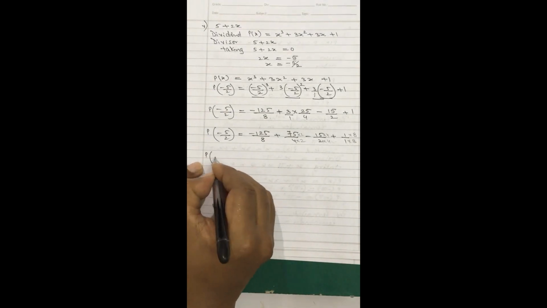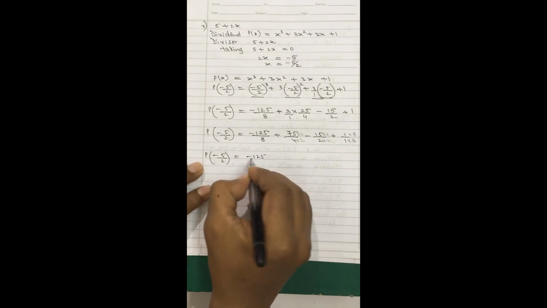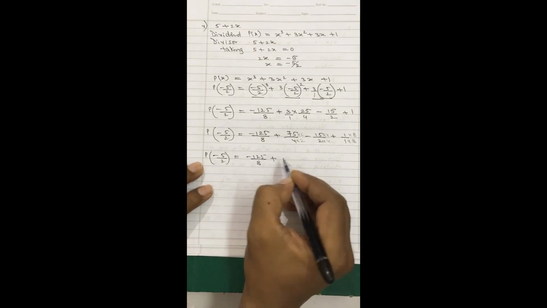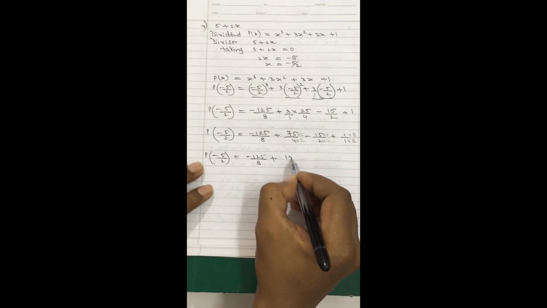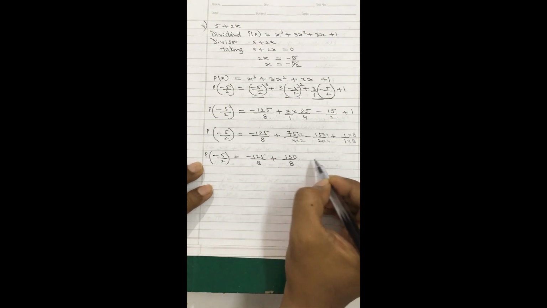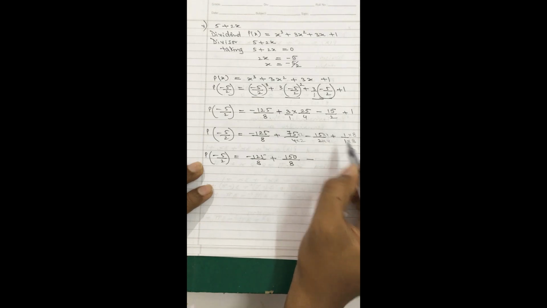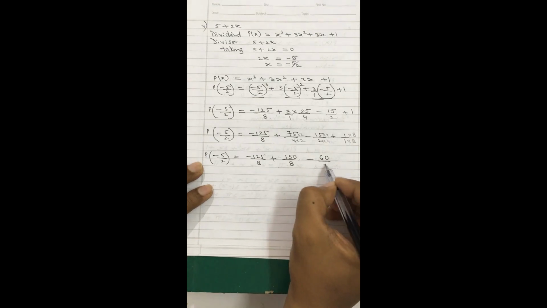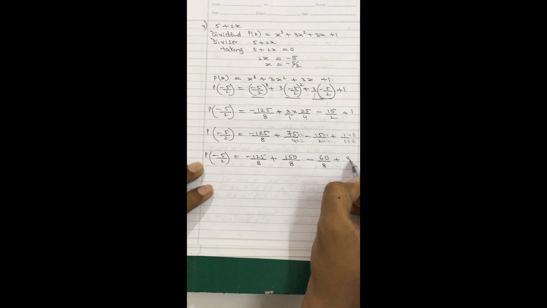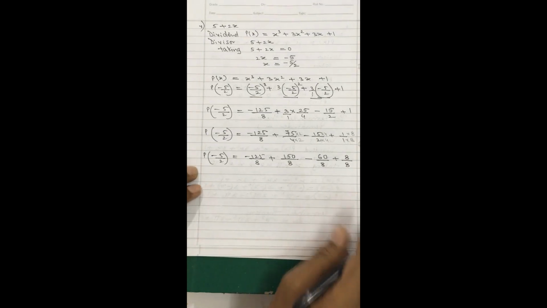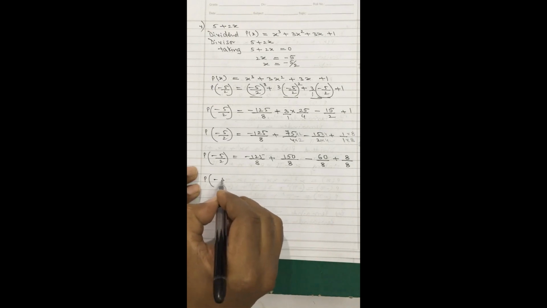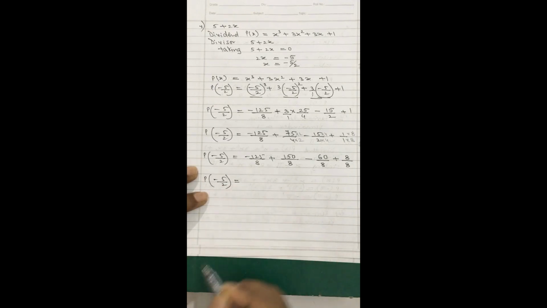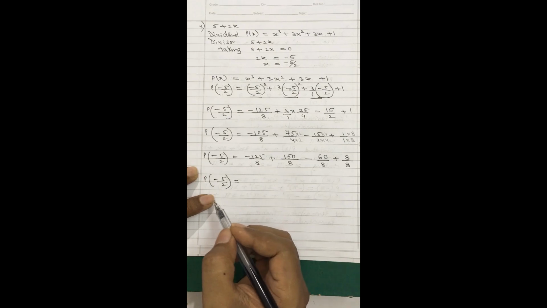Okay, my dear students, I hope you all are getting this. p(-5/2) will give me -125/8 + 150/8 (75 times 2 is 150) - 60/8 (15 times 4 is 60) + 8/8. Okay, my dear students, I hope you all are getting my explanation and everything, and now these all will operate.